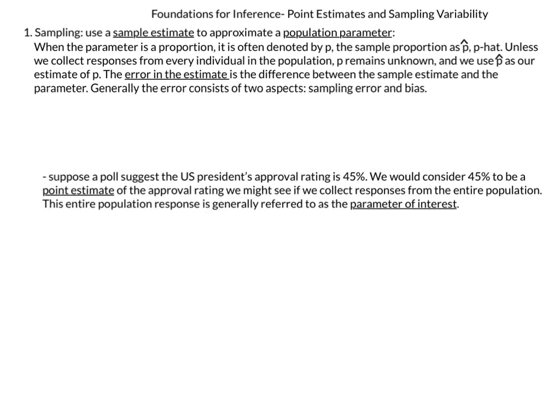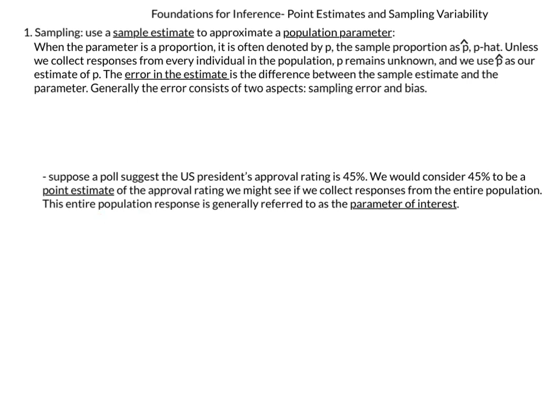Our first example, suppose a poll suggests the U.S. president's approval rating is 45%. So here it's a proportion, it's 0.45 or 45%. We would consider 45% to be a point estimate of the approval rating we might see if we collected responses from the entire population. So again, we haven't asked everyone in the U.S. population, that would be millions of people, but we had a poll that sampled from the population.